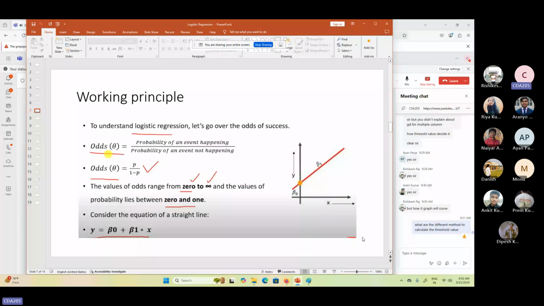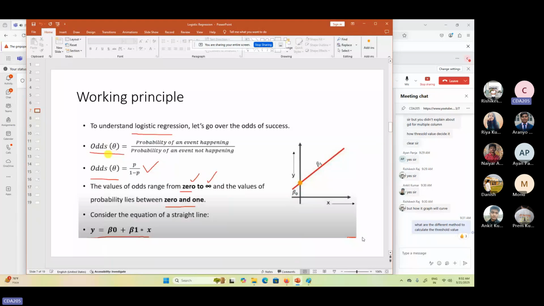To understand, we have to cover the odds of success. So what is the odds of success? When we talk about the odds of success, it means the probability of an event happening to the probability of it not happening. So the odds of success range from 0 to infinity, and probability lies between 0 and 1. You got the point? The values of odds range from 0 to infinity, but the value of probability lies between 0 and 1.